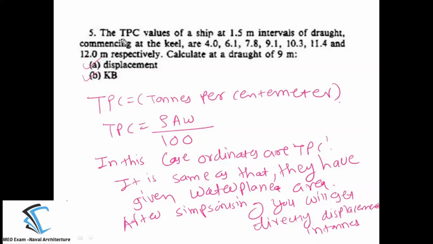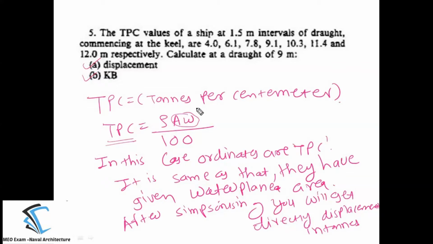So what is the meaning of a TPC? TPC means tons per centimeter. We know the formula of a TPC: it is rho into water plane area by 100. If they have given a TPC, it means that indirectly they have given the water plane area only.